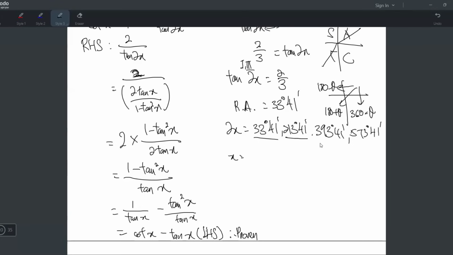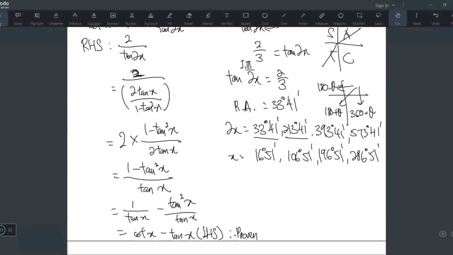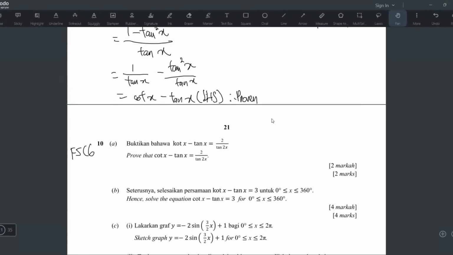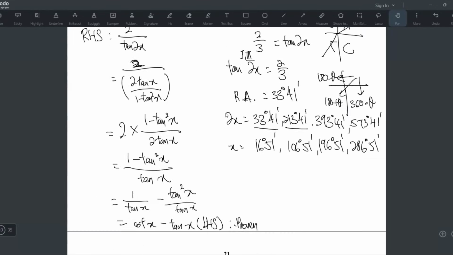And when you divide 2, all the answers will be between 0 and 360. So this one is 16 degree 51 minute. And then this is 106 degree 51 minute. This is 196 degree 51 minute. And this one is 286 degree 51 minute. And I repeat one more time, you can write in decimal if you want, up to you. So that is the answer for B. Okay, finished?